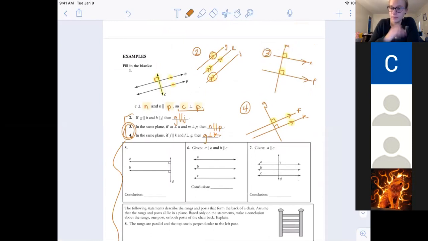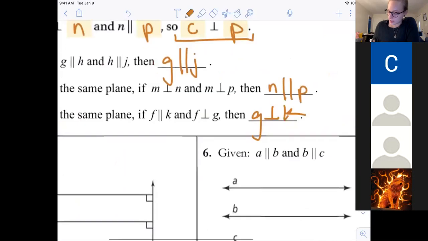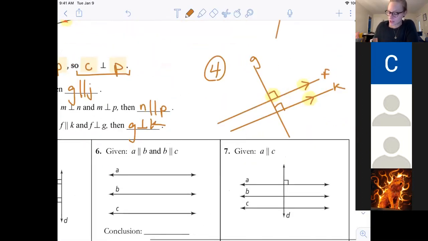I have a question. On the fourth one, is it just G is perpendicular to K, or can we choose either F or K? That's a great question, and that's a good way to check yourself, because sometimes people want to say F and G are perpendicular, but you don't want to state something that's already been stated. So make sure you've covered all your bases, and there are only 3 pieces of information, so there's really just one answer left.